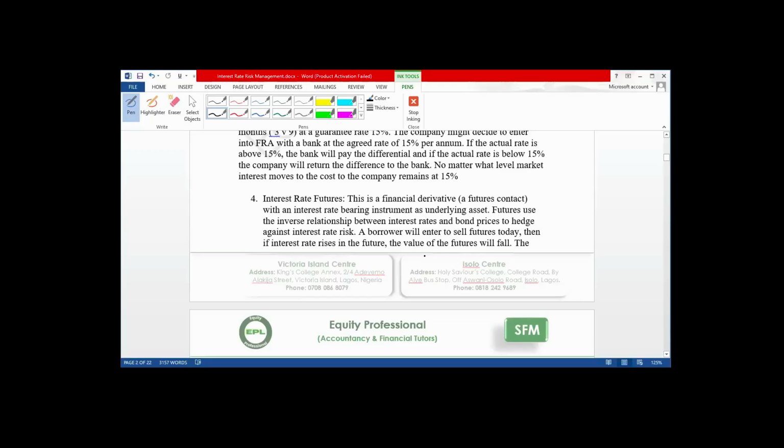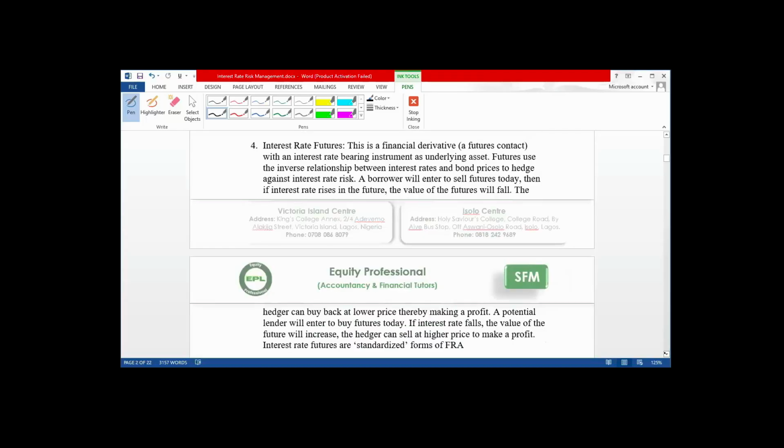We can use this opposite relationship between interest rates and futures. A potential borrower sells futures today. Please listen to that. Potential borrower sell futures.